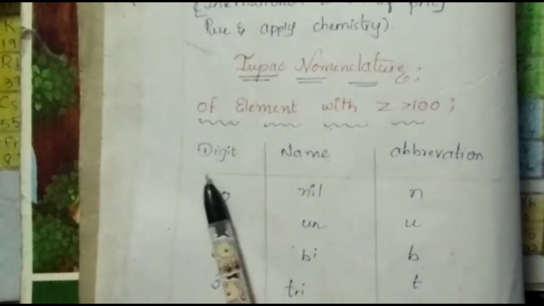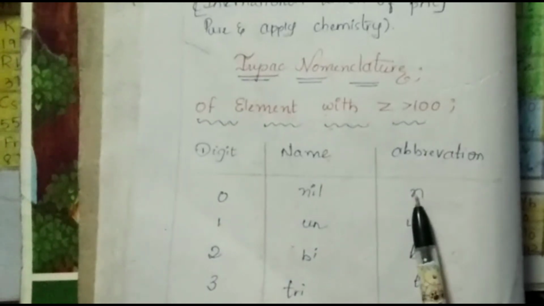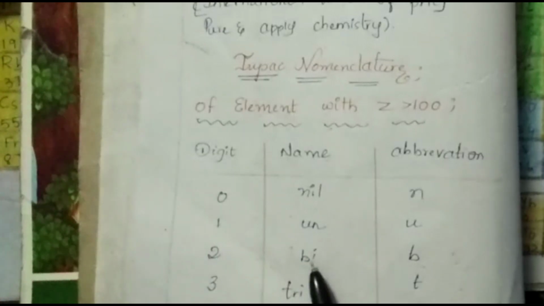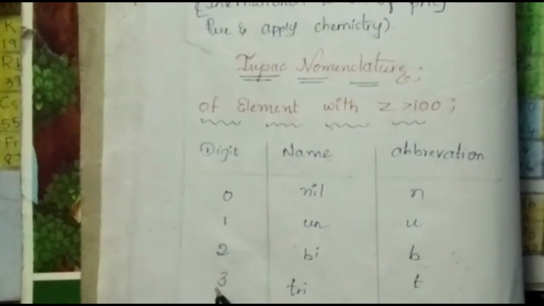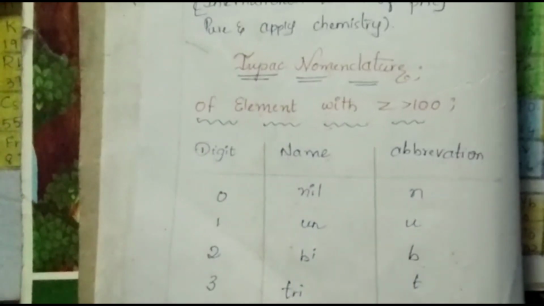Here are the digit, name, and abbreviation. If it is 0, name nil, abbreviation N. 1, un, U. 2, bi, B. 3, tri, T. 4, quad, Q. 5, pent, P. 6, hex, H. 7, sept, S. 8, oct, O. 9, enn, E. So that's it.